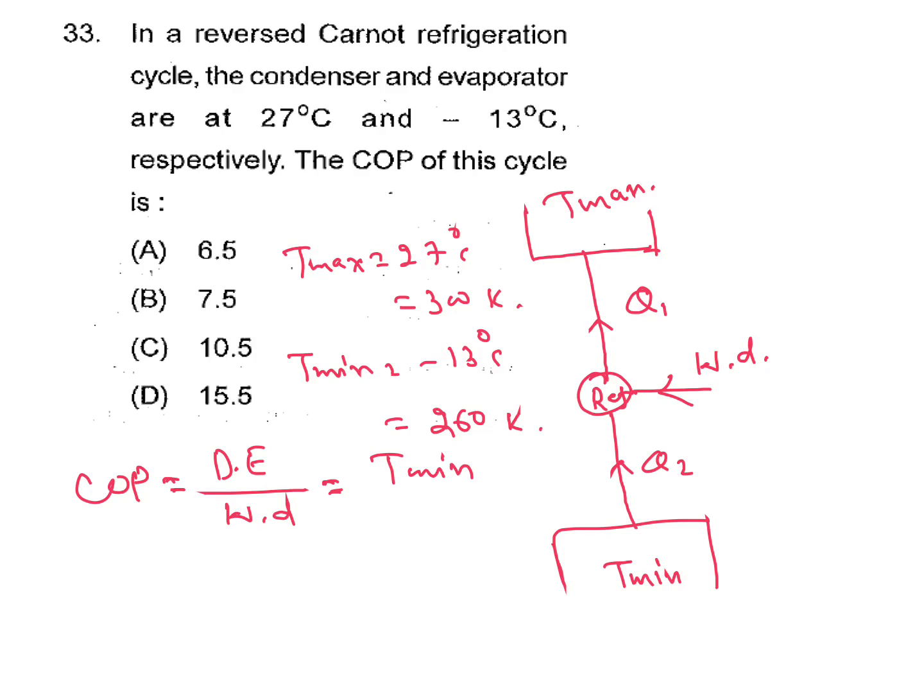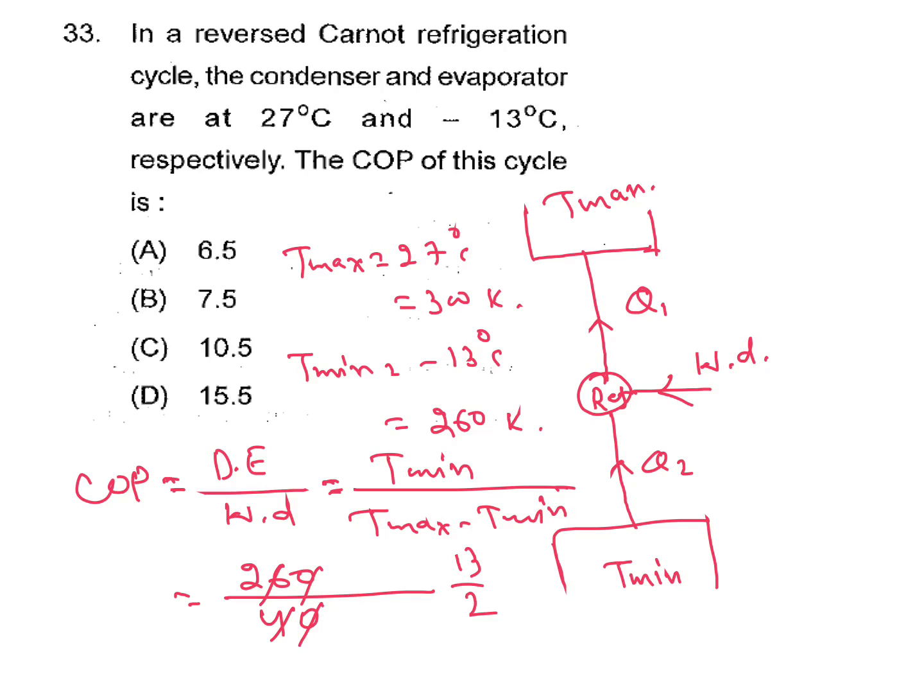T minimum divided by work done is T max minus T minimum. So T minimum 260 divided by 300 minus 260, it will come 40. So 13 by 2 it's 6.5. COP of this cycle is 6.5.